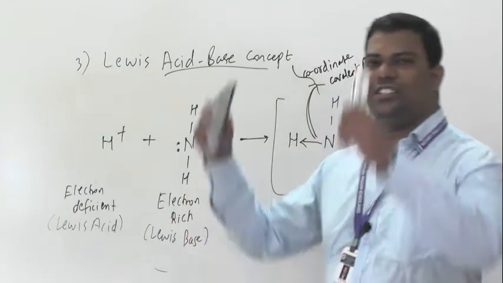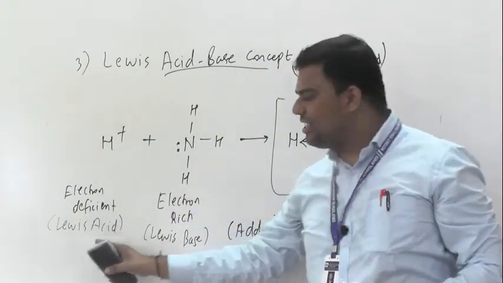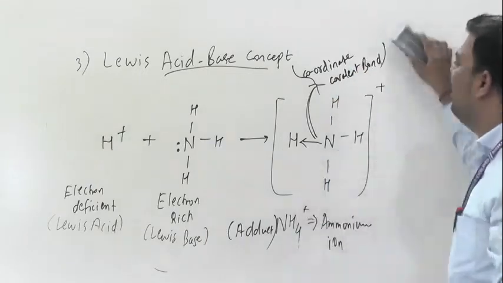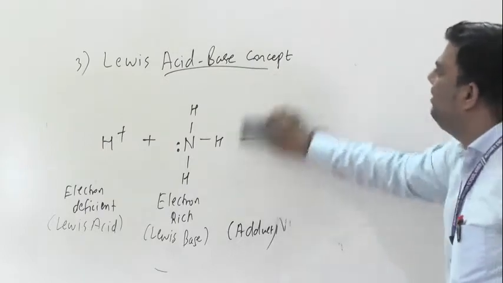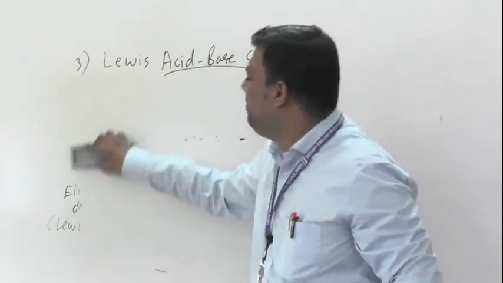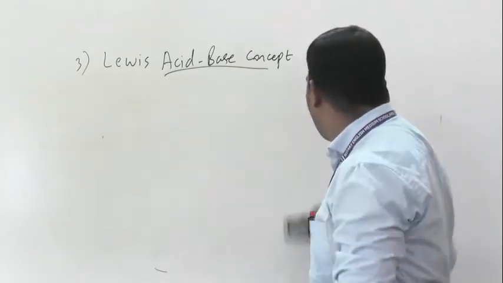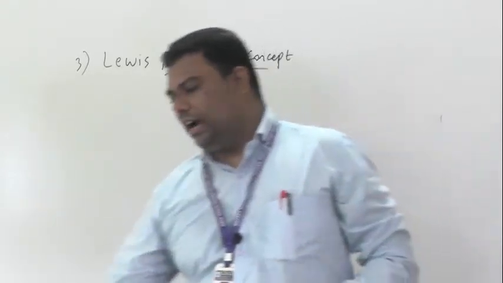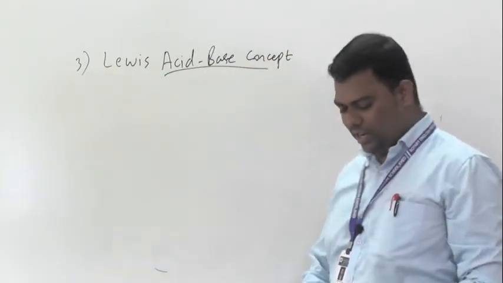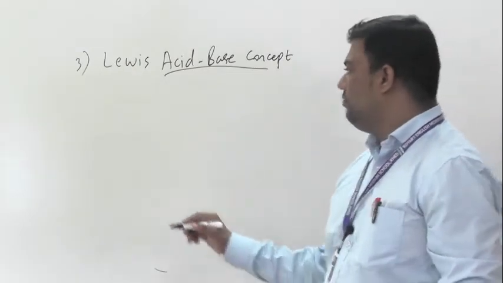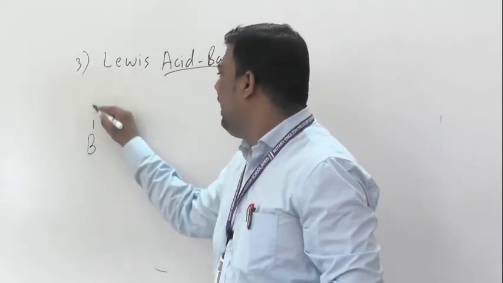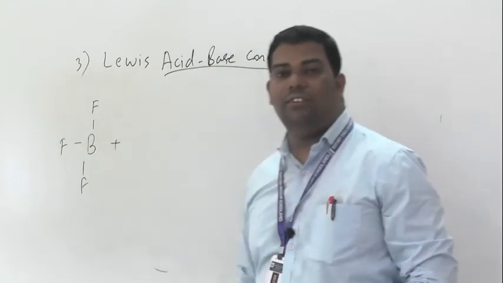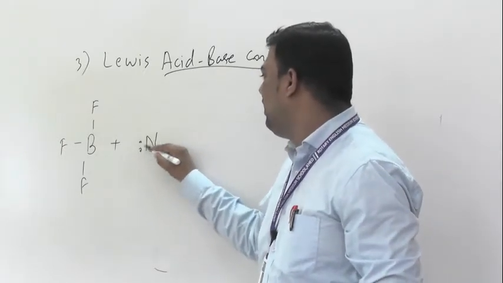So you understood this concept: electron deficient is Lewis acid, and electron rich is Lewis base. We will see one more example of this Lewis acid and base concept. That is very important for your competitive exams and for your higher standard also. Ready? So see here, we will discuss boron trifluoride plus ammonia.